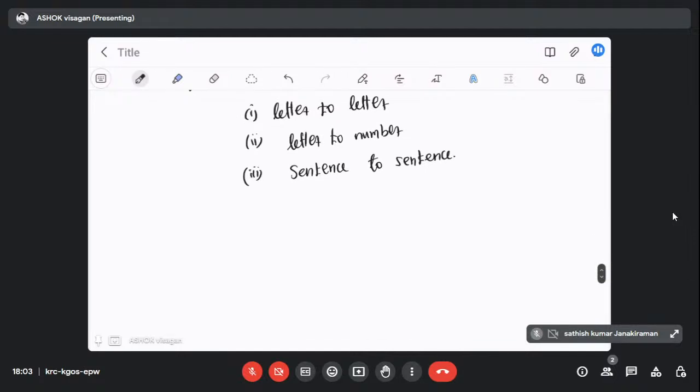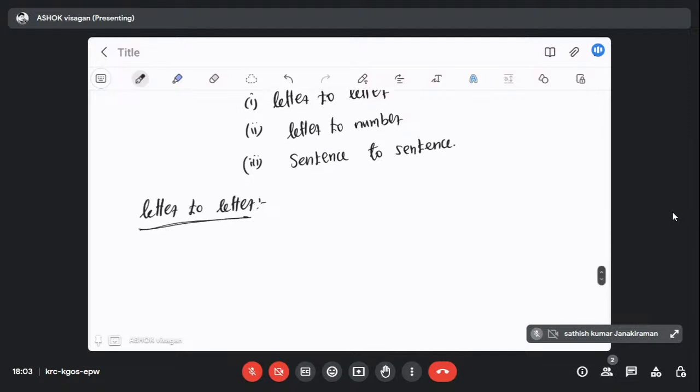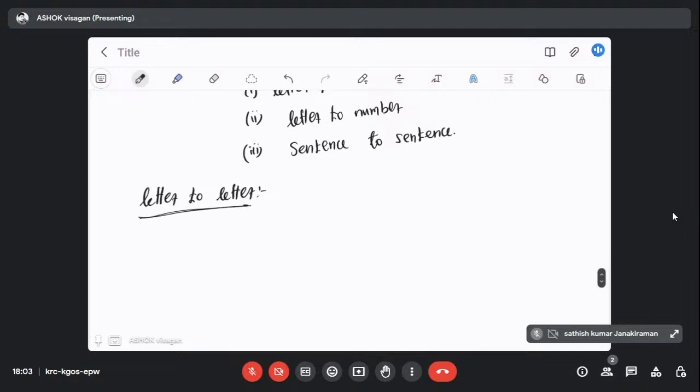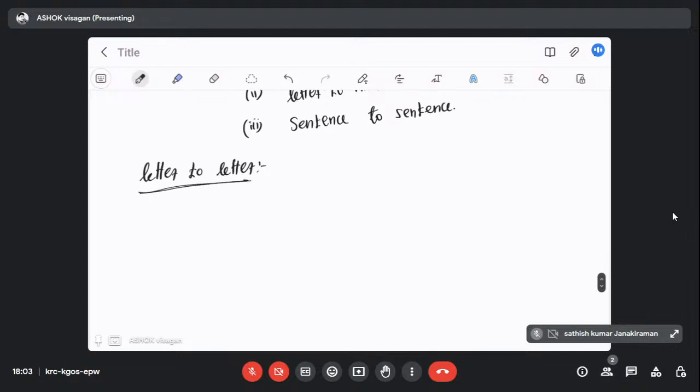Under the first one, letter to letter, you need to be very, very careful. I'll tell you when you need to solve the problem or when you need to skip the question also. In some situations, you need to bypass the question. So don't think you always need to solve the question.